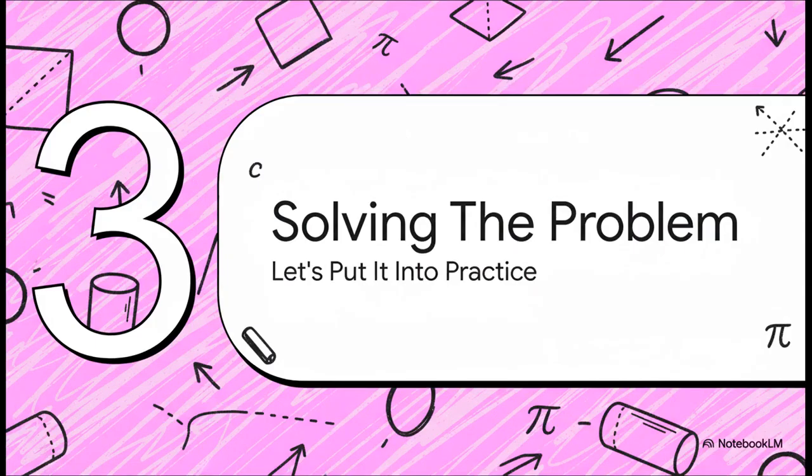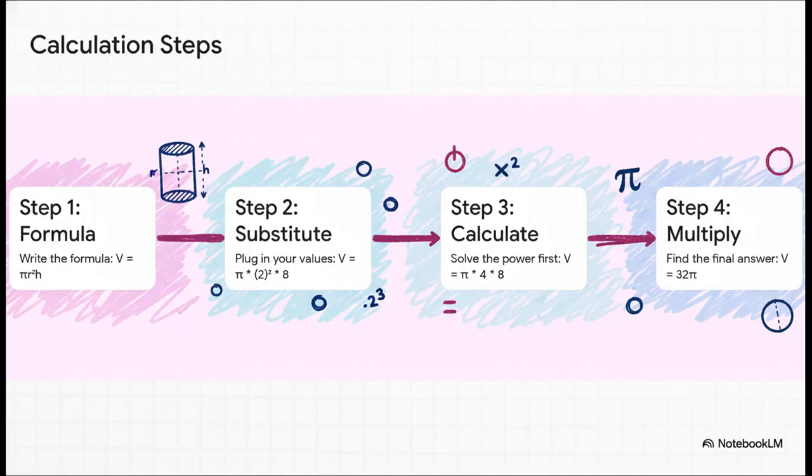All right, enough with the theory. We've got the big idea, we've got the formula. Now it's time to roll up our sleeves and actually solve the problem we started with. Let's walk through it, step by step. Okay, first things first. Step 1, always write down your formula. V equals pi r squared h. Easy. Step 2, we plug in our numbers. So we swap r for 2 and h for 8.